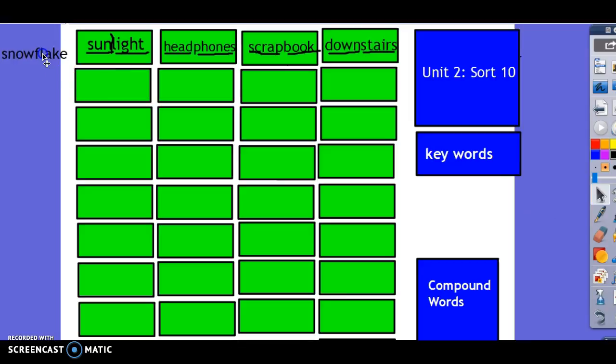And the last one, snowflake. Again, if we were to separate this word, we would have snow and we would have flake. When we put them together, we have the word snowflake. Thus, a new word and a new meaning.